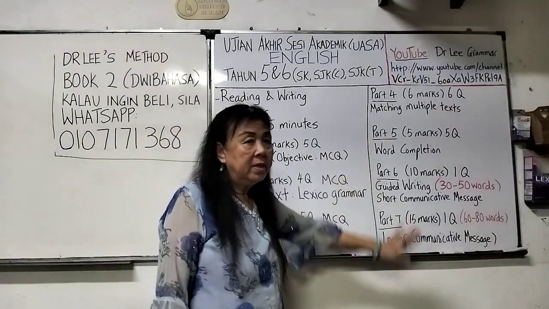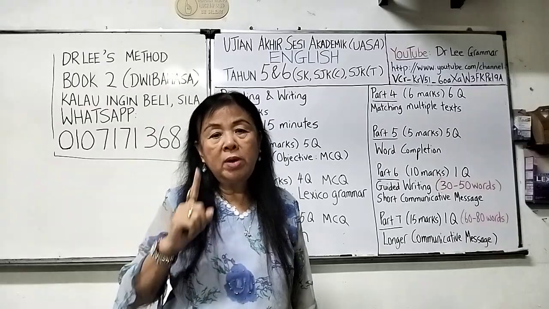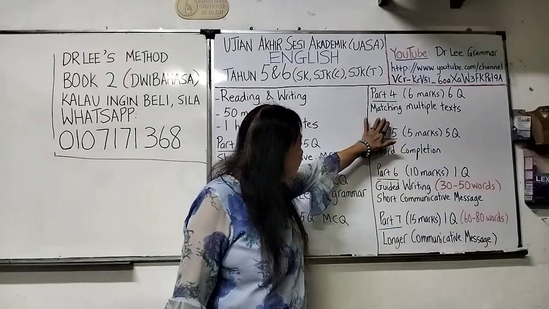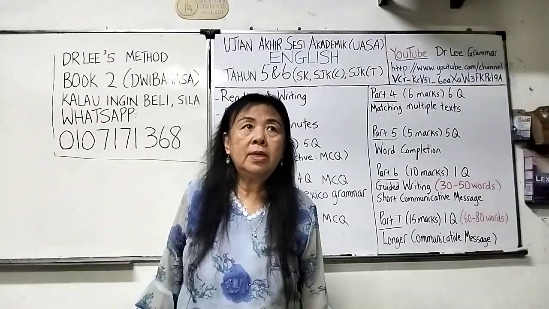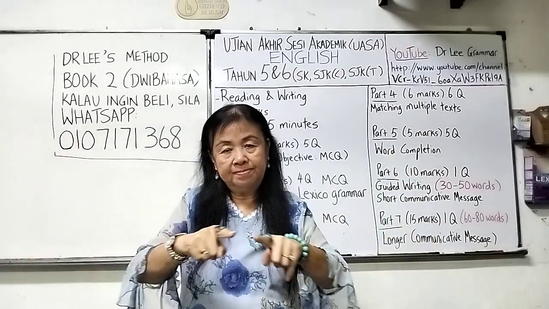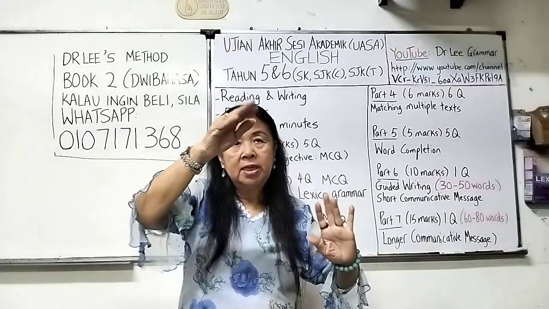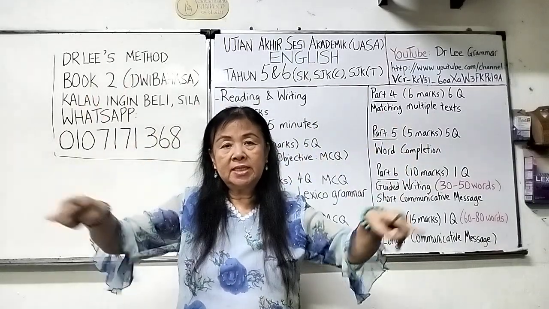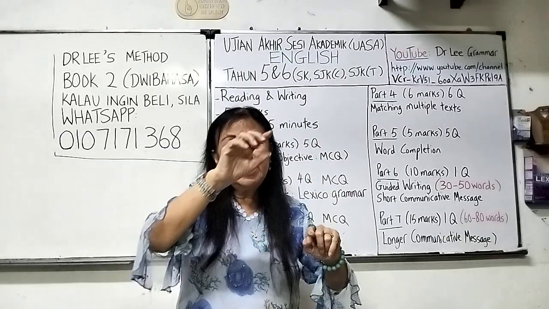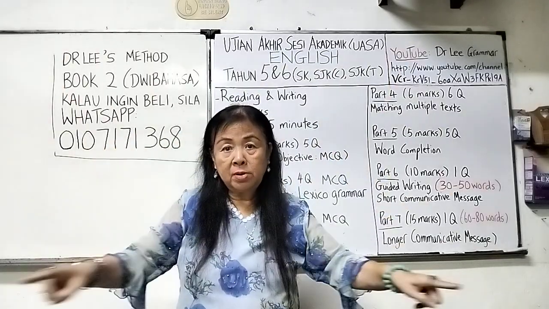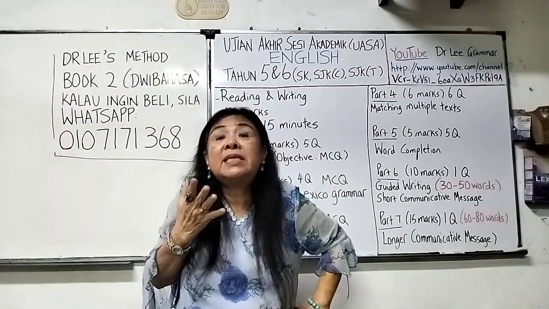And then part 4, 6 marks are given, 6 questions. So each question is 1 mark. Now this is called matching multiple text. You have to write the answer. It's not ABC. You are given a table, and the table could have, let us say, on the left hand side, A, B, C, big A, big B, and big C. And next to A is a box, like this, you see, a table.